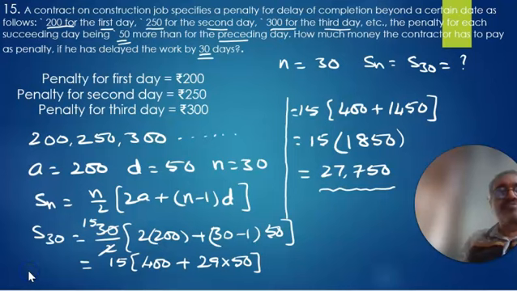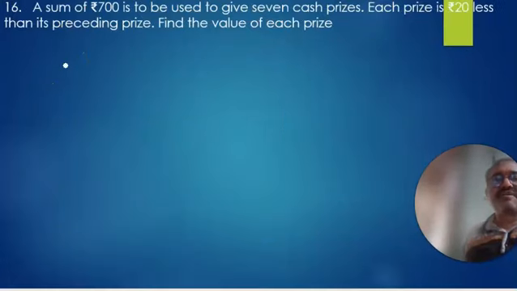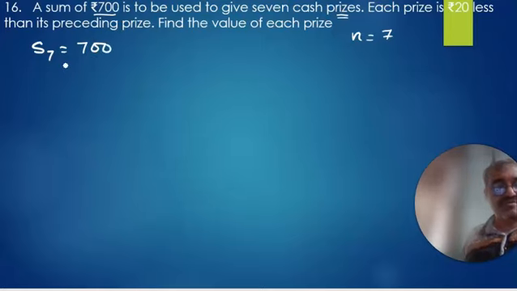Okay. So the contractor has to pay 27,750 rupees. A sum of 700 is to be used to give 7 cash prizes. 7 cash prizes means n is equal to 7. Each prize is 20 less than its preceding prize. ముందు దానికన్నా ఒక 20 రూపాయలు తక్కువ ఇస్తూ వచ్చారట. Find the value of each prize. So here S7 is given. Sum of the 7 prizes is 700 rupees.